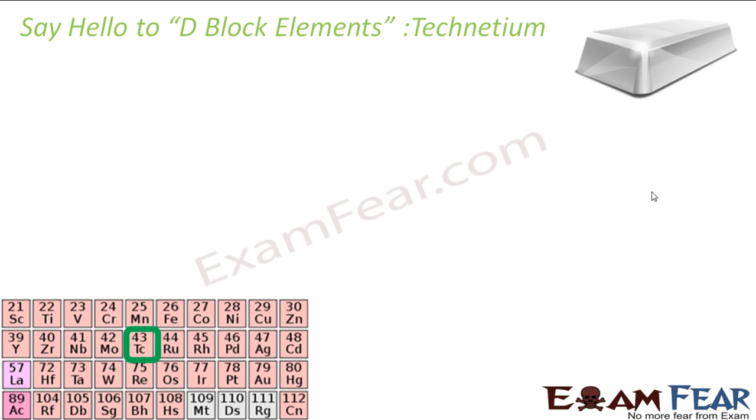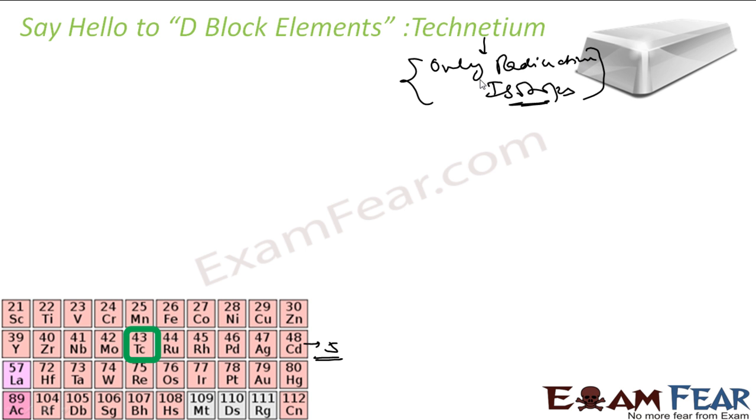The next is technetium. Technetium is again period 5. This is the only element in the d block which has only radioactive isotopes. Other elements you will see have stable isotopes also, but technetium is the only d block element which has only radioactive isotopes. It is also silvery gray and crystalline.